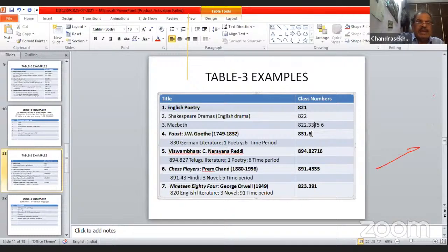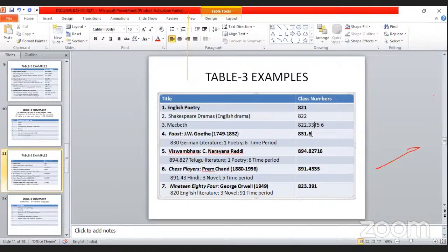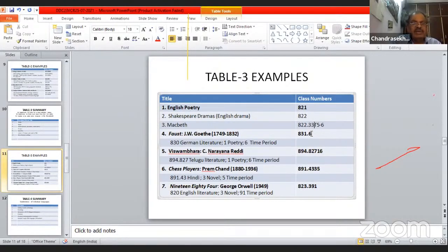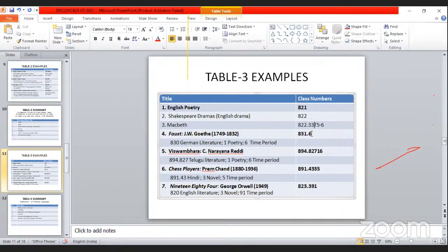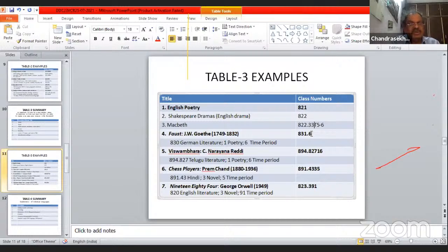Chess Players is Hindi literature. Hindi literature is 891.43. 3 is the novel, Chess Players by Premchand. 3 is a novel. Then 5 is the time period. Then the English novel by George Orwell, written in 1949, is titled 1984.